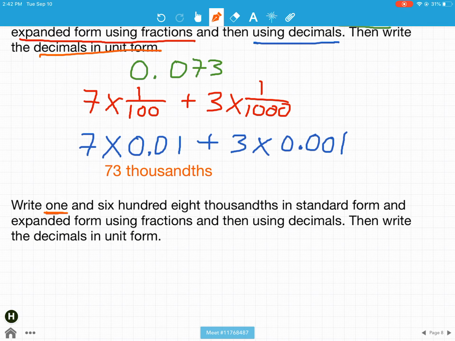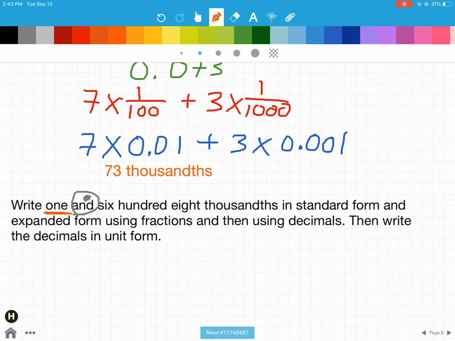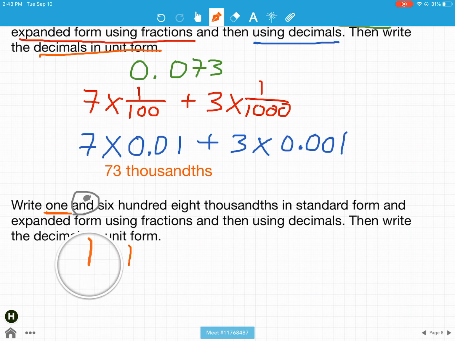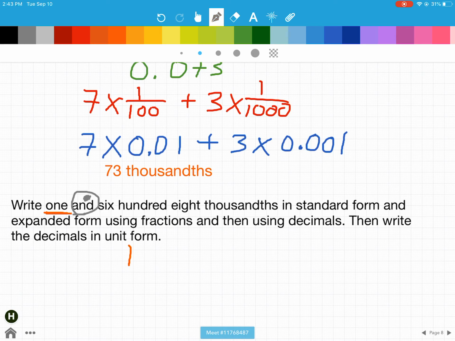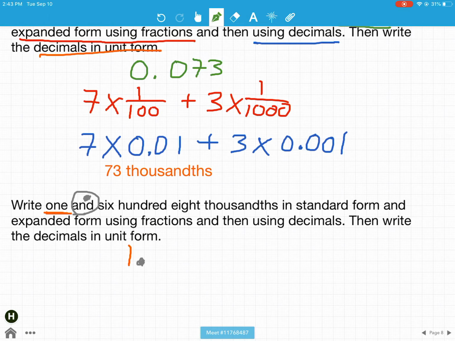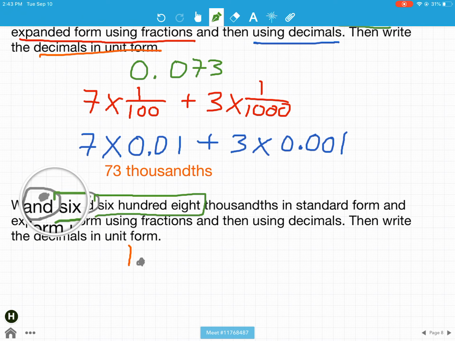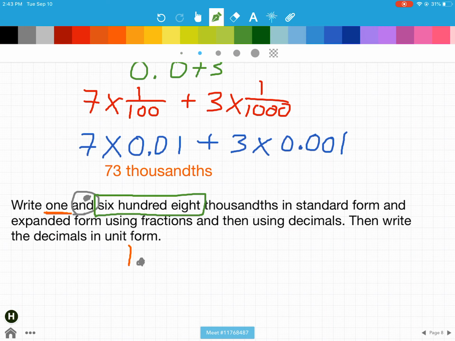One of the things the children should know is that there's 1, and then there's the "and." What I like to tell the kids, I know I told them once, they might not have heard me, is that the "and" is where the decimal goes. So I'm going to write 1, for this is the standard form, and that's 1 and. Now it says 608, that's 608, and then it has thousands.